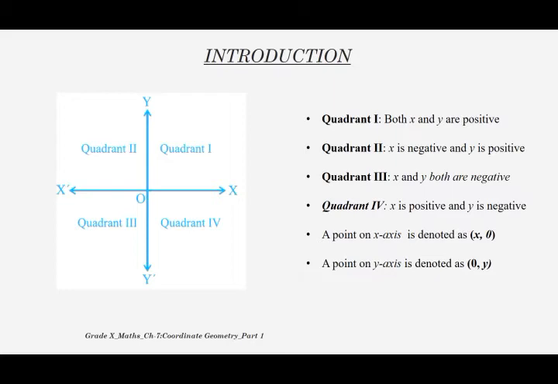Suppose we have a point on the x-axis, it is denoted as (x, 0). And a point on the y-axis is denoted as (0, y).